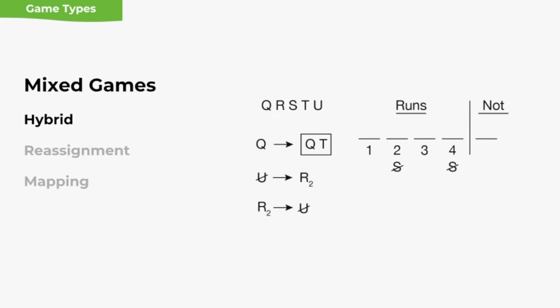Or you might need to take some players and distribute them onto teams and then order them within the teams, or order the teams once you've distributed the players. So there's quite a bit of variability when you're dealing with hybrid games.